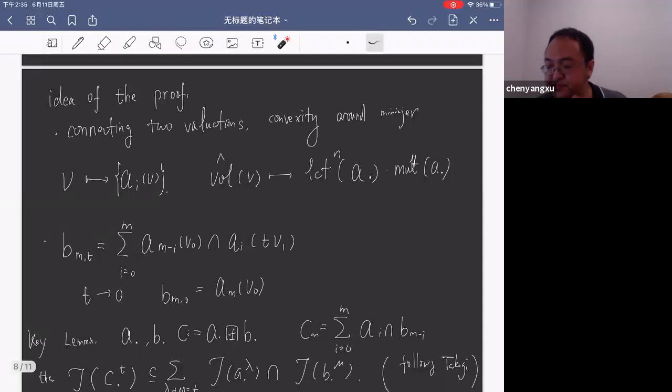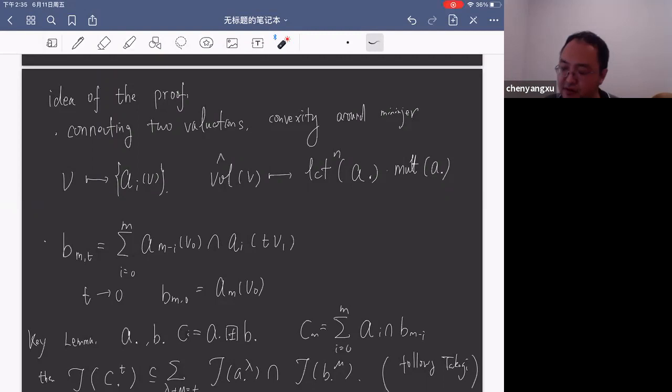Okay, I want to spend a little bit of time to talk about the proof, because it has an interesting feature, which I will explain to you. Basically the idea is that we want to connect two valuations, and study the convexity, at least around the minimizer. But of course the problem is that we cannot always connect two valuations. If the two valuations are in the same simplex, you can connect them there, but the simplex structure is not canonical in the valuation space. And it may well happen that the two valuations do not lie in any common simplex. So the question is how to connect these two valuations.